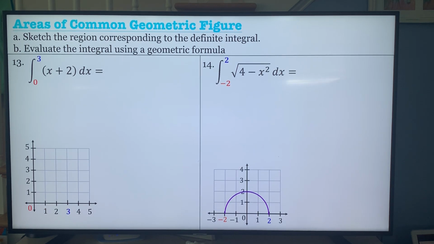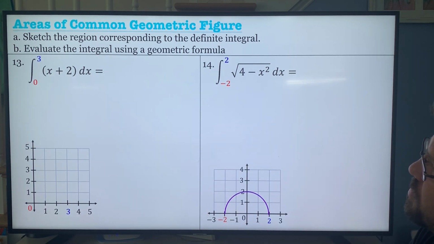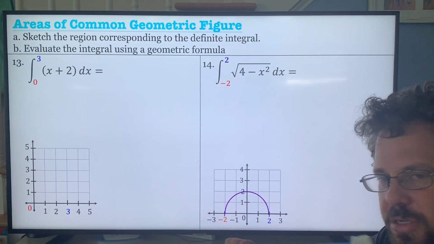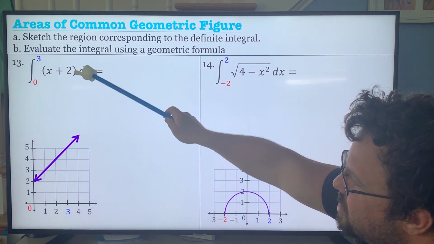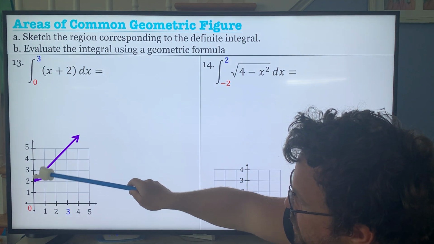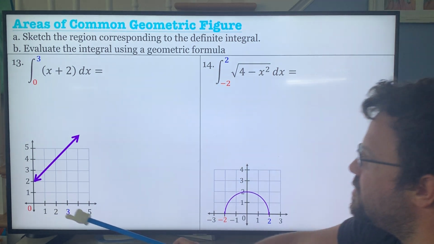Now, what you have to do here, I gave you the graph. So let's go. What do you think? Sketch the region for number 13. First thing, graph that, x plus 2. You guys remember how to graph a line? Y-intercept's that 2. Slope is 1, up 1, over 1. So there's your graph. You're going from 0 to 3.